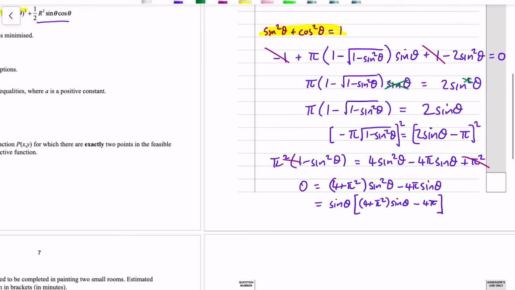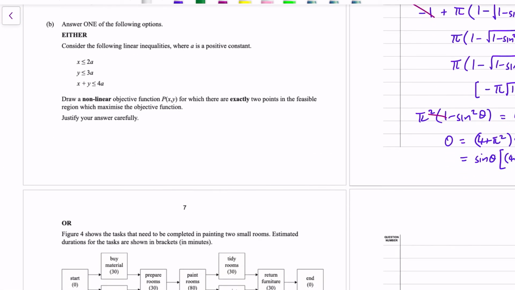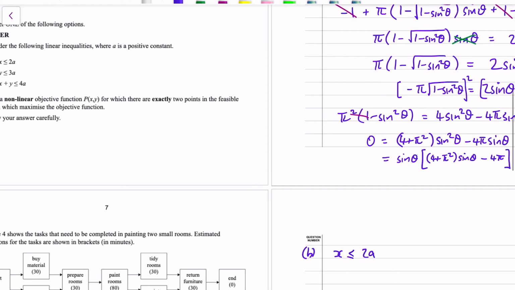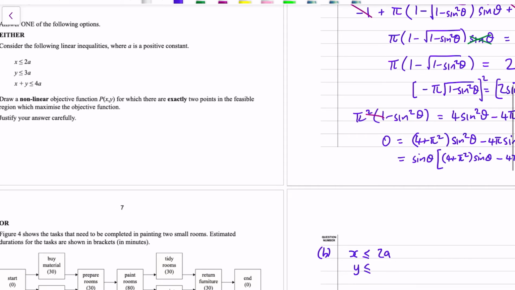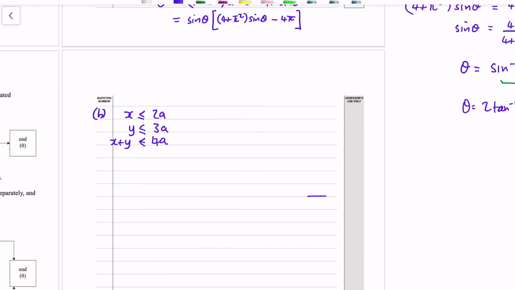Okay, part B, as I was saying at the start of the video, has an either and an or. The first one's quite an easy linear programming problem. We've got some constraints. If you've never done linear programming before, this is not the video to help you with that. But first thing is we need to graph those constraints.